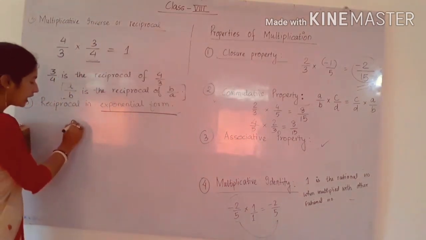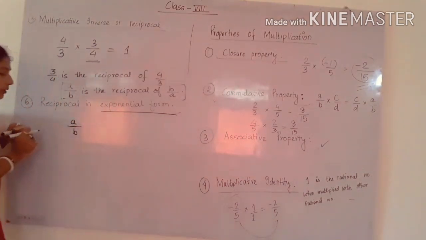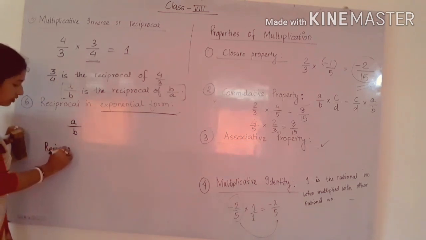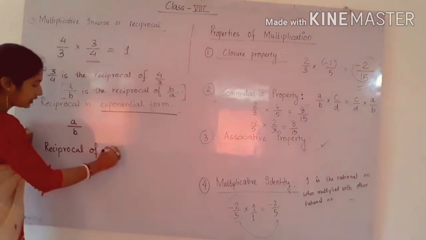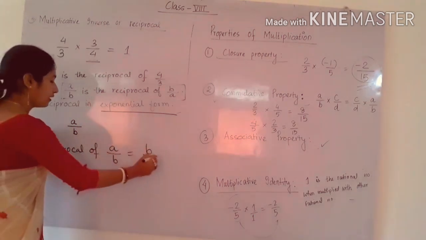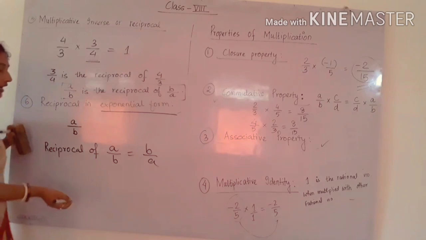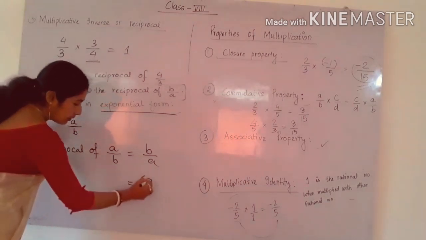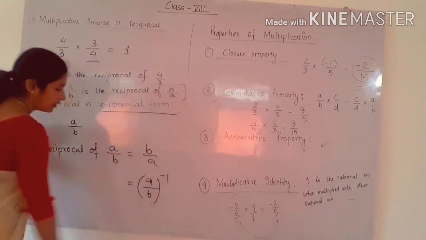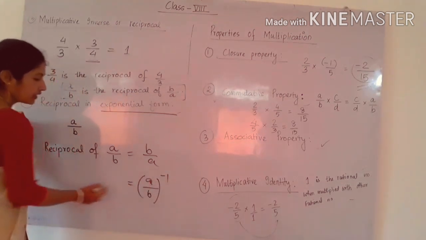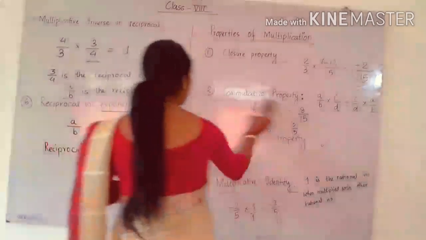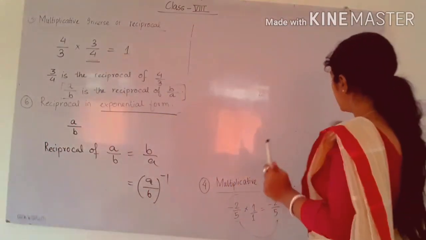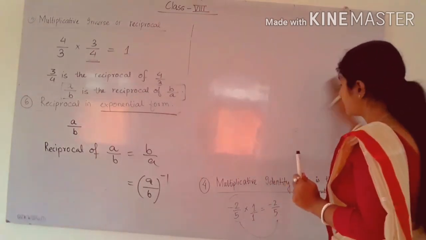If I am writing A by B, what is the reciprocal of A by B? Reciprocal of A by B is what? B by A. You can also write it as A by B to the power minus 1. Why have I written this? See here, I am giving you an example using an integer first, then you can do it for a rational number also.